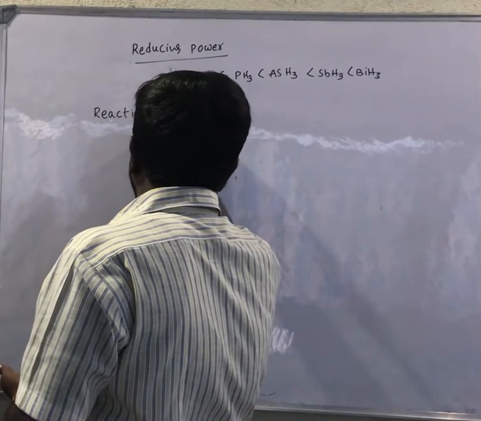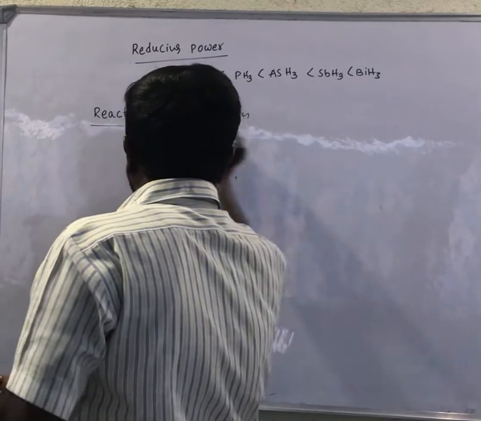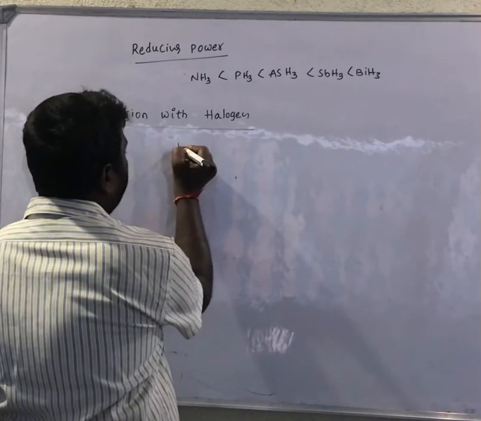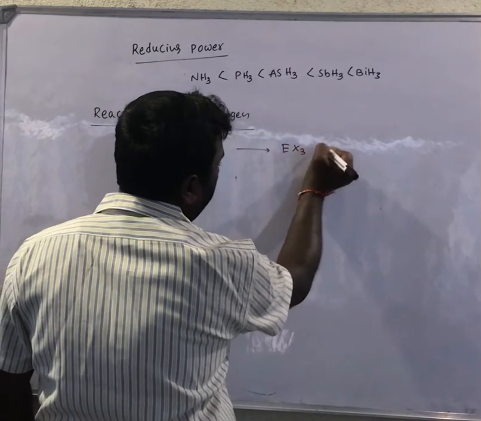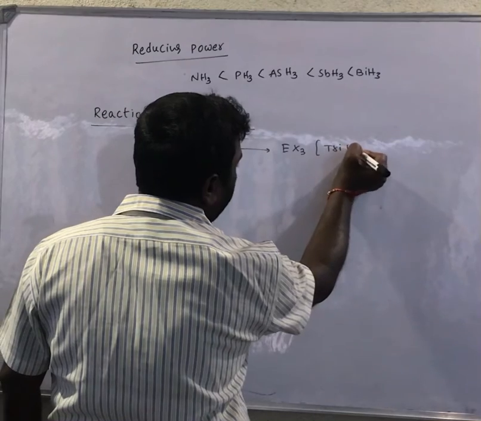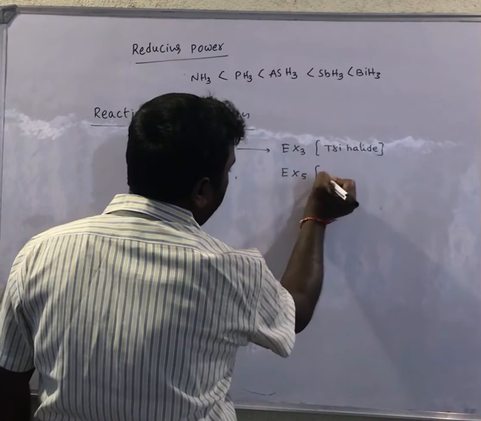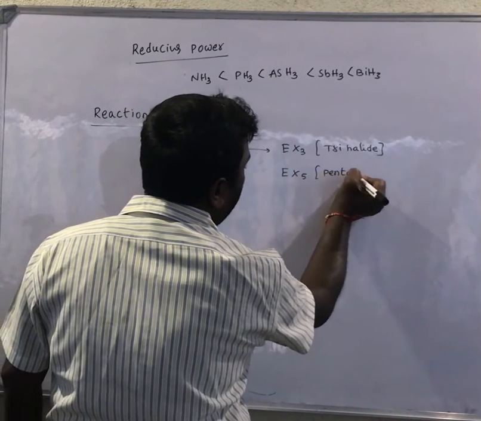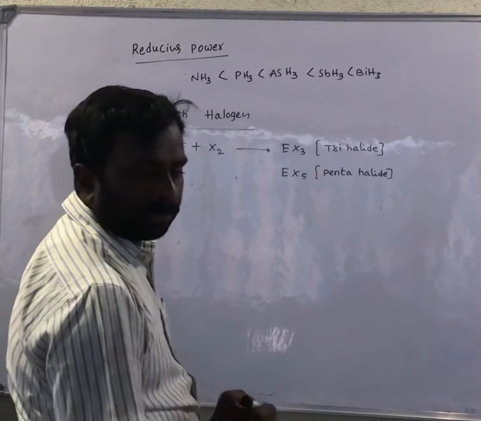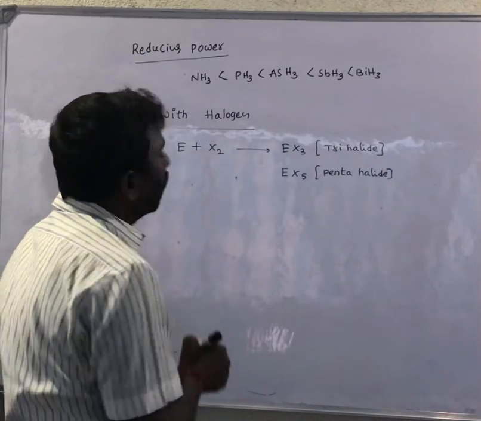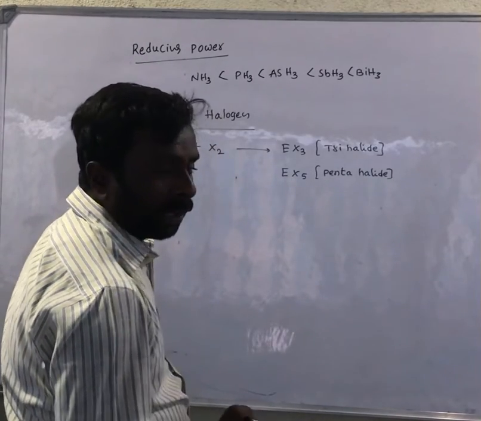The next one is the reaction with halogens. The group 15 elements react with the halogens to form EX3 and EX5. EX3 means trihalides, and EX5 means pentahalides. The group 15 elements react with halogens to form trihalides and pentahalides.